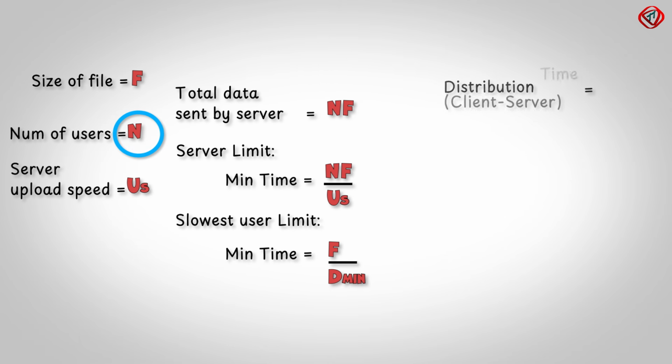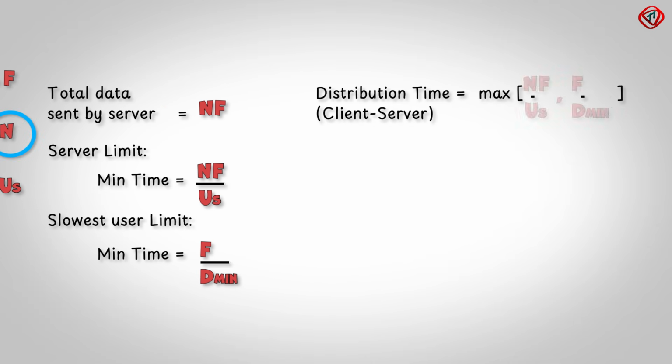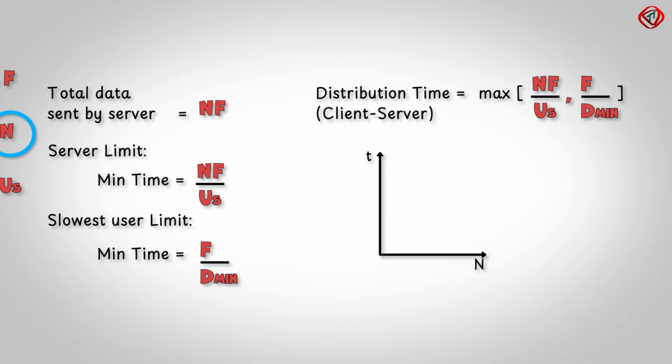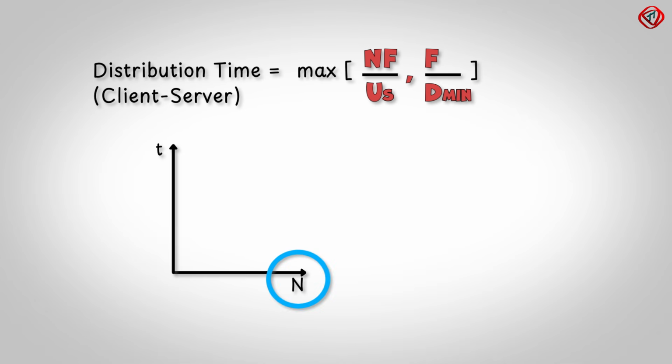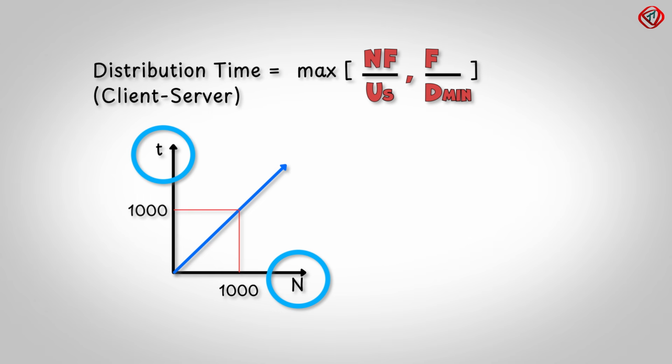So, the final distribution time in the client-server model is the maximum of these two values. And what does this tell us? As the number of users increases, the time increases linearly. So, if users increase 1000 times, the time also increases 1000 times.